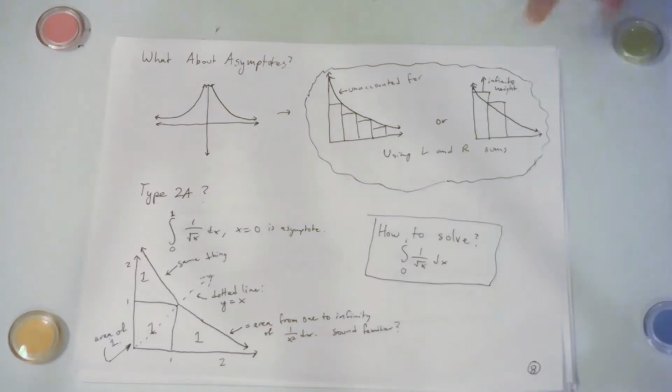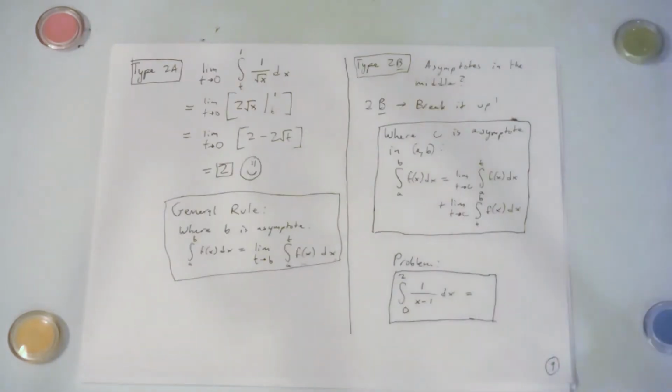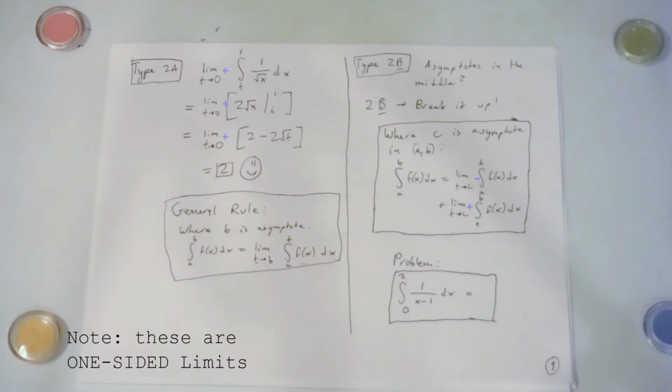Once again, limits are the heroes of the day. To calculate this integral, we can just take the limit as t approaches 0 of the integral from t to 1 of 1 over the square root of x. That gives us 2 root x, evaluated at 1 and t, for 2 minus 2 root t. The limit of this as t approaches 0 is just 2.